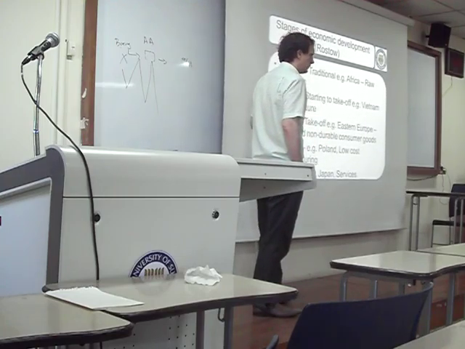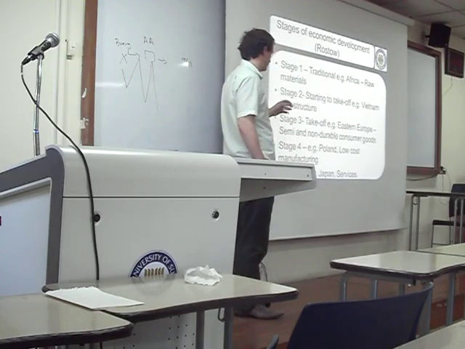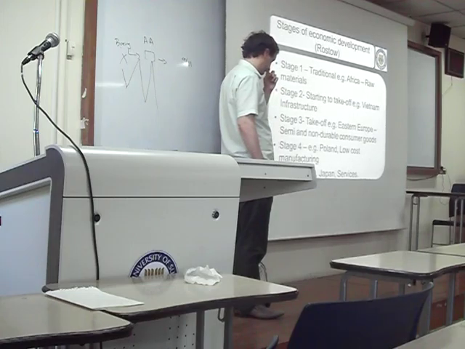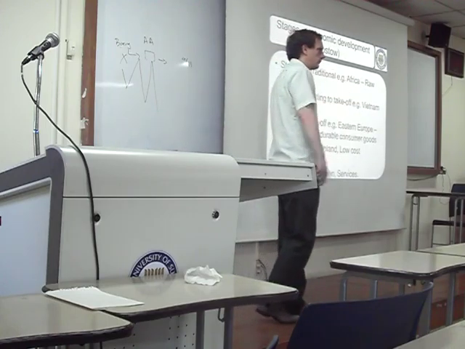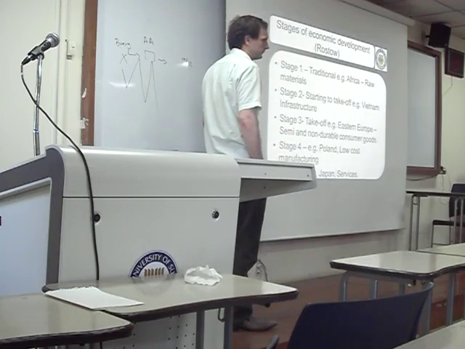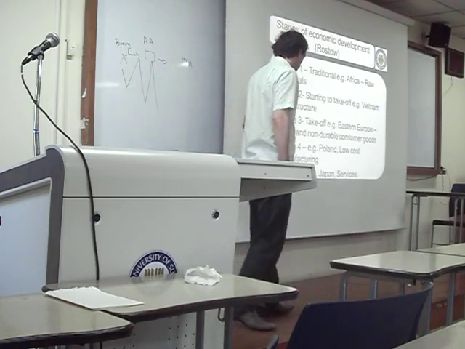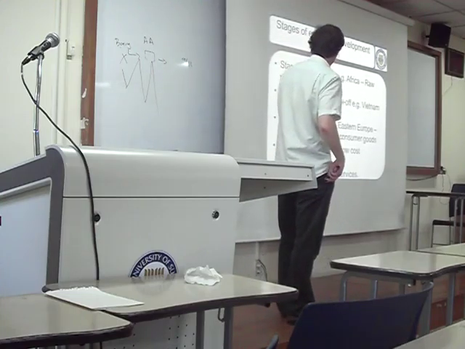People start to buy. Can you give me an example of a semi-durable consumer good? Something that lasts for a few years. What lasts for a couple of years? Cars. Cars, cell phones, okay. Stage four, low-cost manufacturing, and stage five, services.